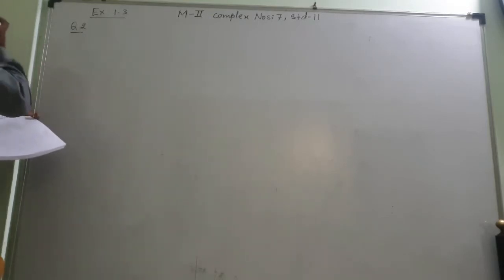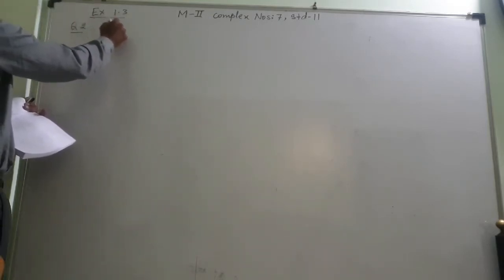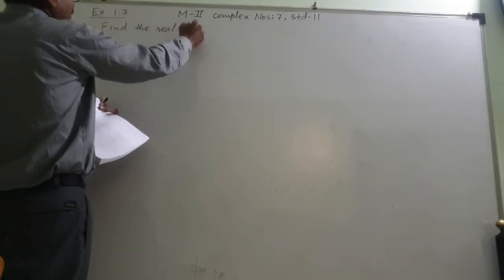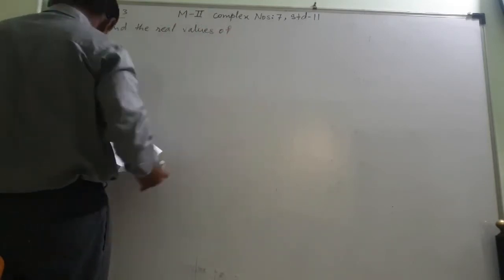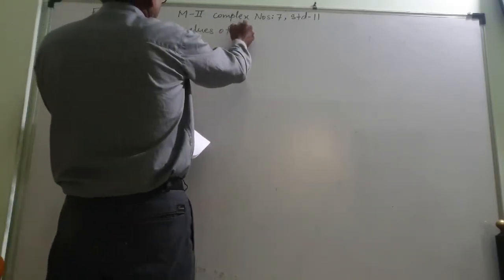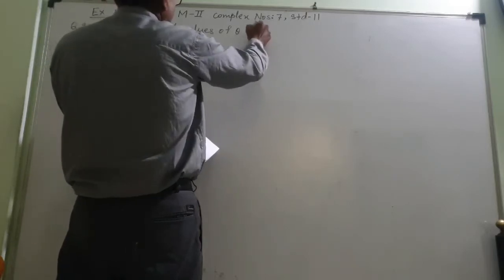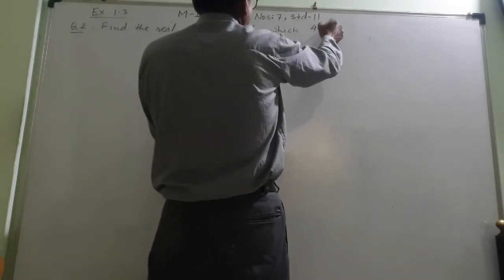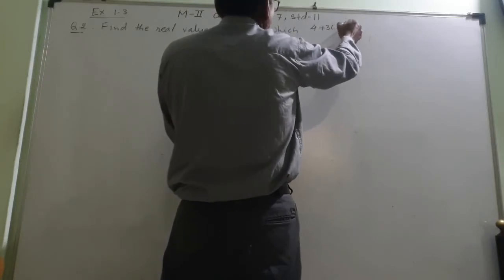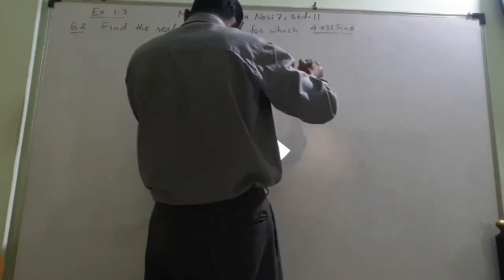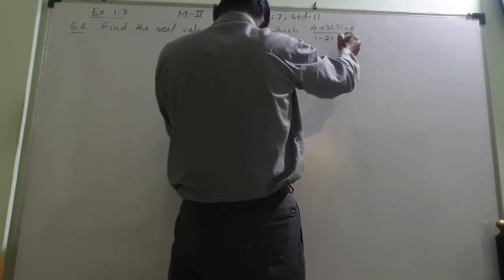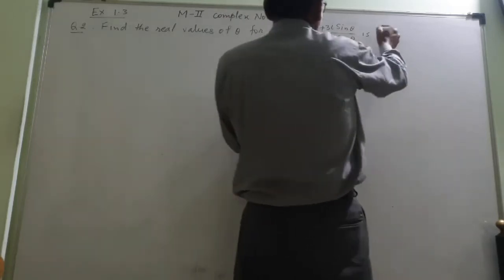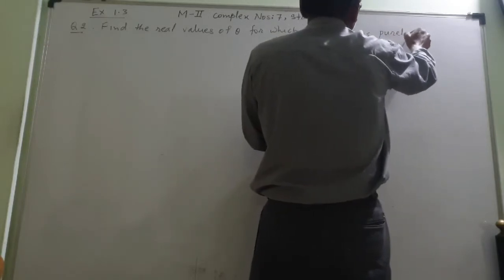In this, find the real values of theta for which (4 + 3i sin theta) / (1 - 2i sin theta) is purely real.